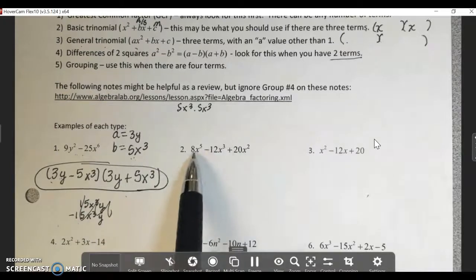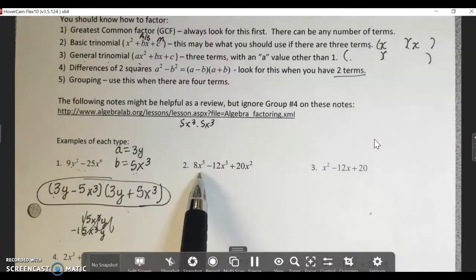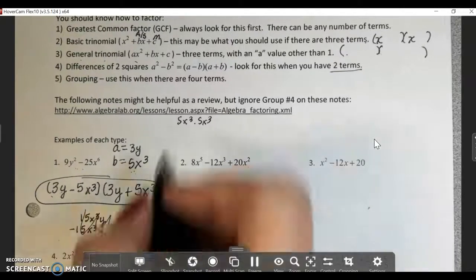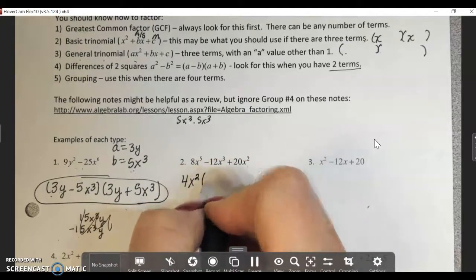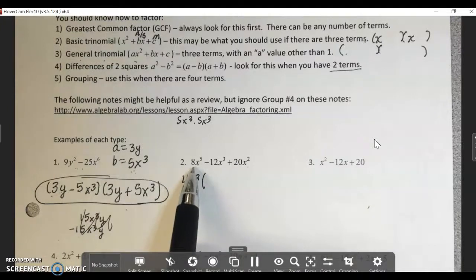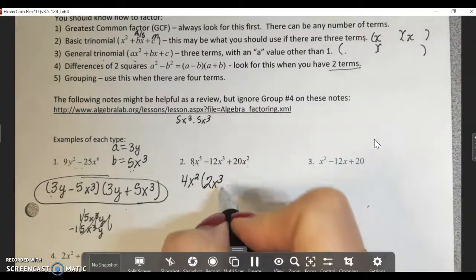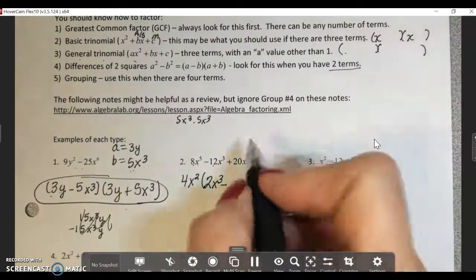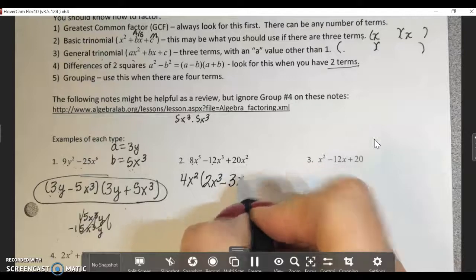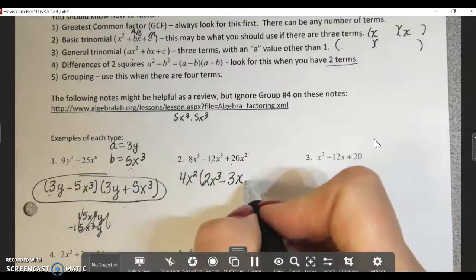Okay, second one, we have 3 terms. What do we always look for first? GCF. Is there one? What is it? 4x squared, right. So now I have to divide this. What is 8x to the 5th divided by 4x to the 2nd? 2x to the 3rd minus what is 12x cubed divided by 4x squared? Okay, and then what is 20x squared divided by 4x squared?